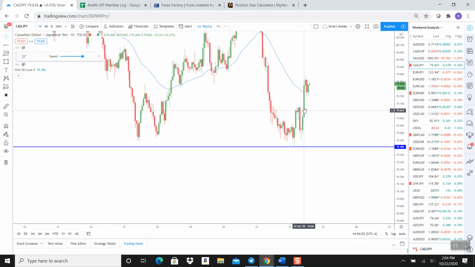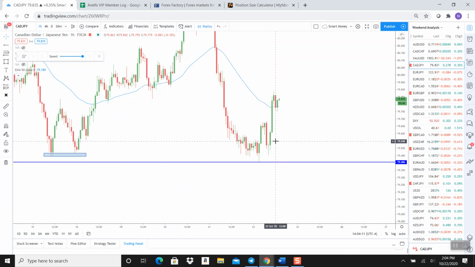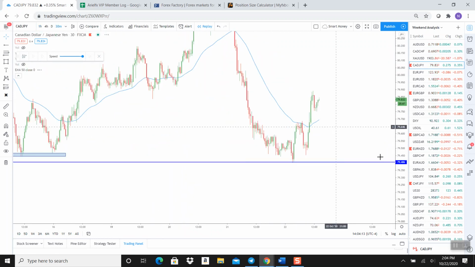Why did we have this push this morning? Well, these lows, this liquidity, there's liquidity resting below each low and above each high. Okay, so we swept this liquidity here. We scale in again.